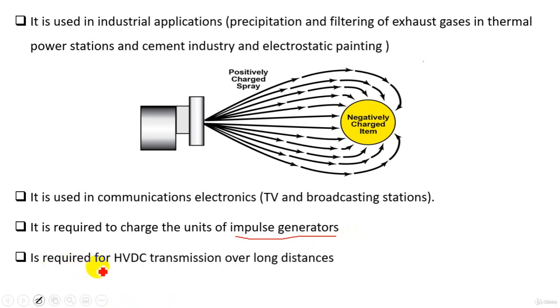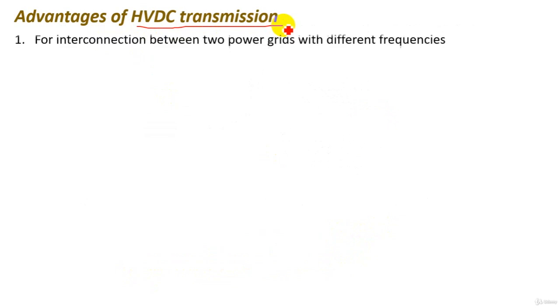Also, high voltage DC is used for high voltage DC transmission over long distances, and this is one of the important applications of high voltage DC, as it has many advantages over high voltage AC transmission. So what are the advantages of high voltage DC transmission? The first advantage is for interconnection between two power grids or countries with different frequencies.